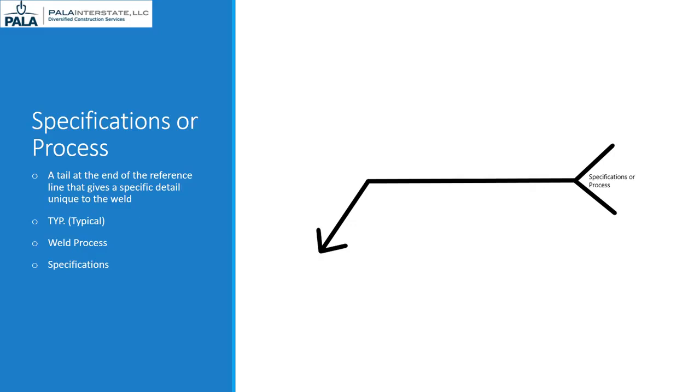Another thing that you might find in here is a weld process or procedure. If something is to be welded specifically using a type of process or a type of filler metal, those details will be listed here. Any specification that is unique to this particular weld will be detailed in the tail.